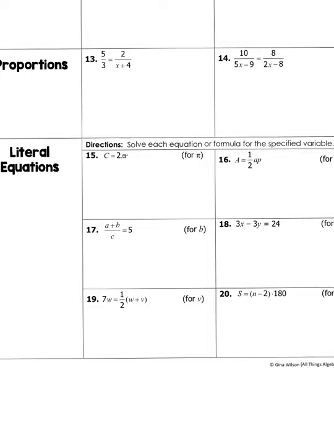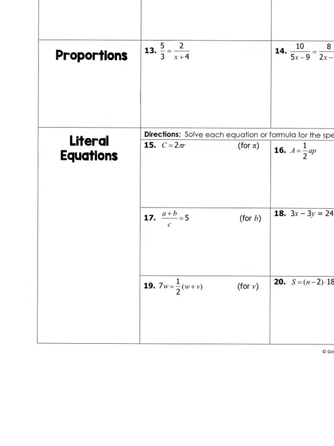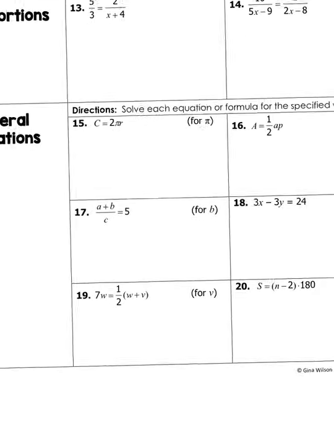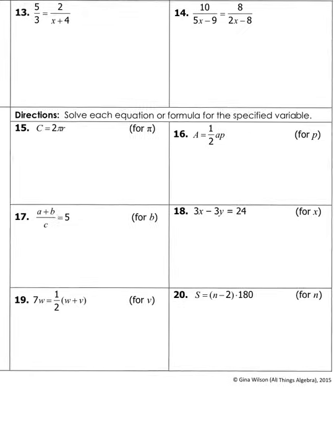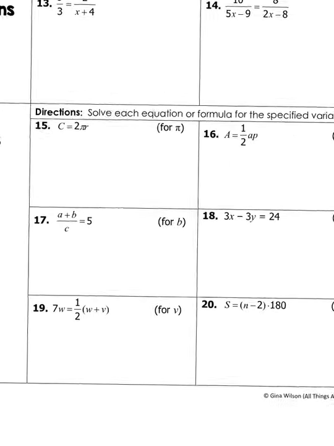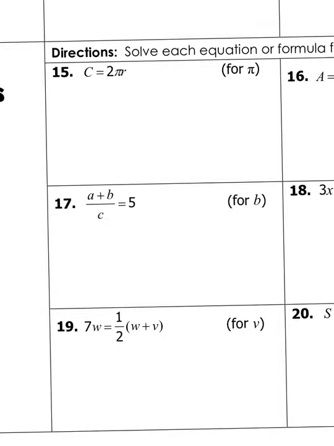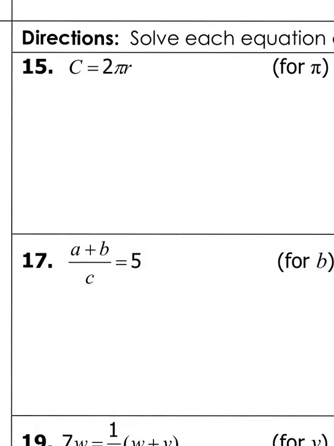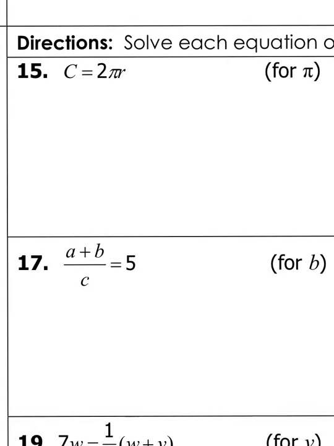All right, so today we are learning about literal equations, and that's just really talking about rearranging equations. For each of these, we're asked to solve for a specific variable, so it's going to be different every time. What it says, solve, is just let's try and get that variable by itself. So if I'm looking at 15, it says to solve for pi. So I'm trying to get this pi by itself.